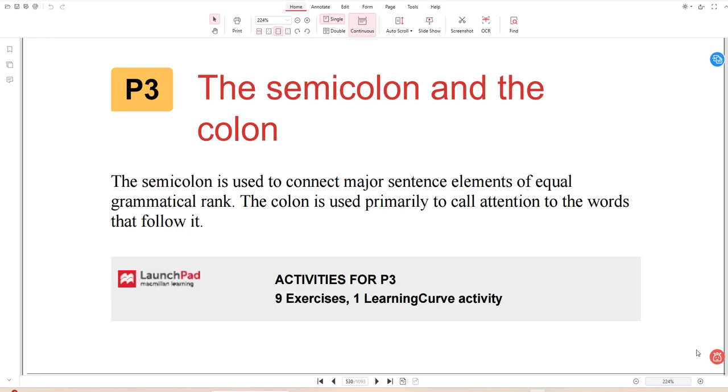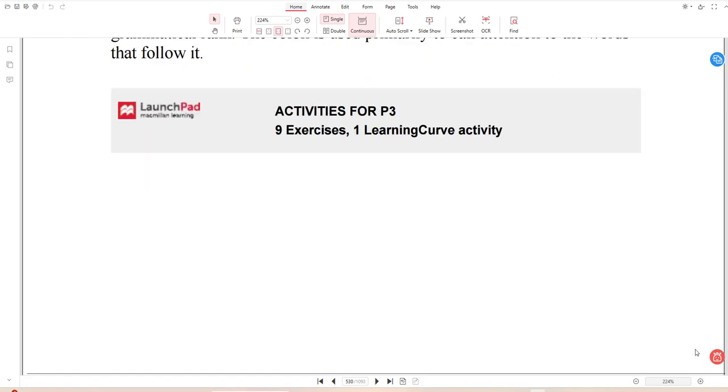The semicolon and the colon. The semicolon is used to connect major sentence elements of equal grammatical rank. The colon is used primarily to call attention to the words that follow it.